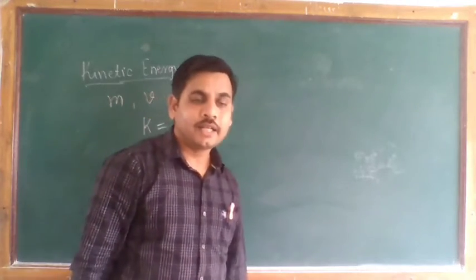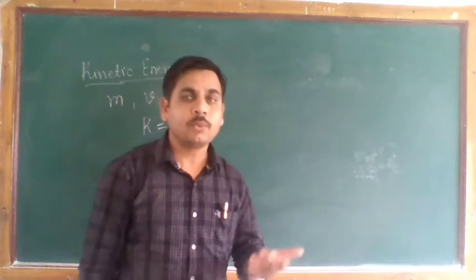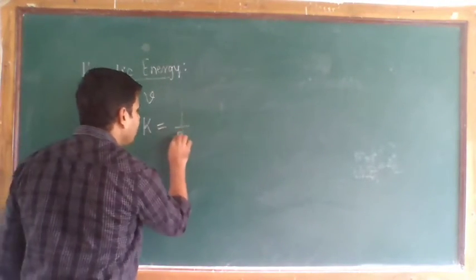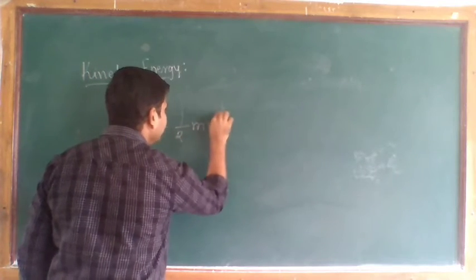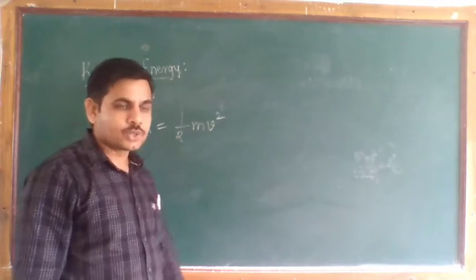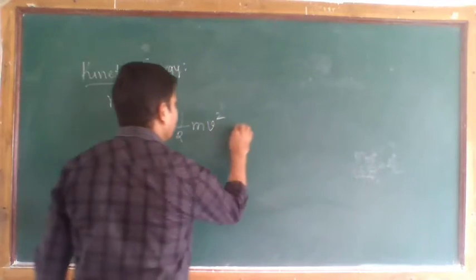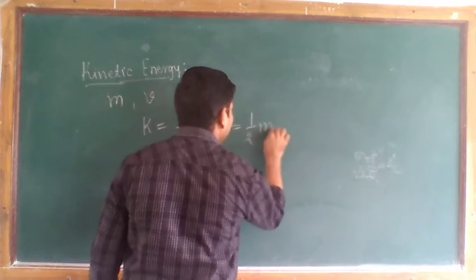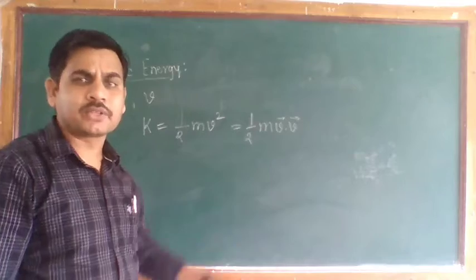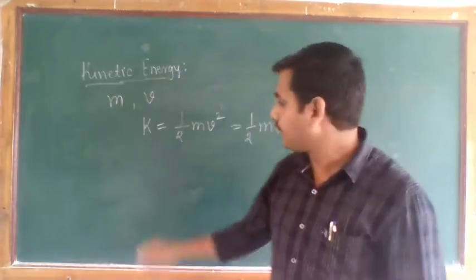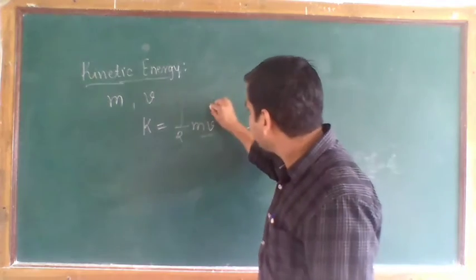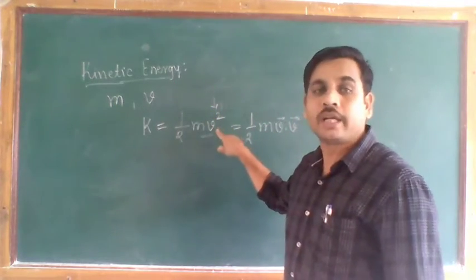Here we can say that it is the energy possessed by the body by virtue of its motion, which is nothing but 1/2 mv square. We can write it as 1/2 m v dot v, the multiplication of simple velocity, or simply 1/2 mv square. Here you get that the kinetic energy depends on the velocity.